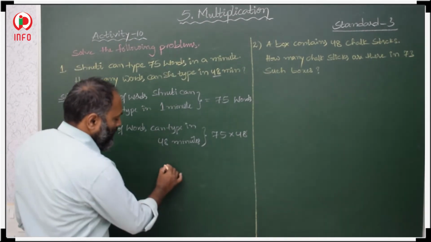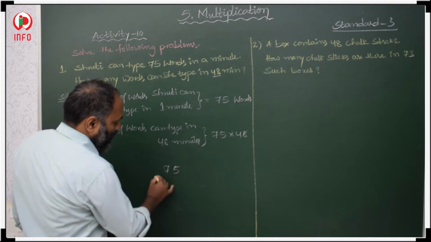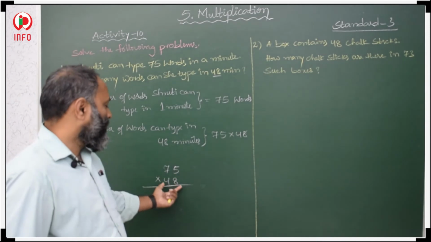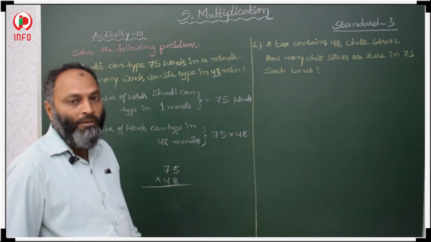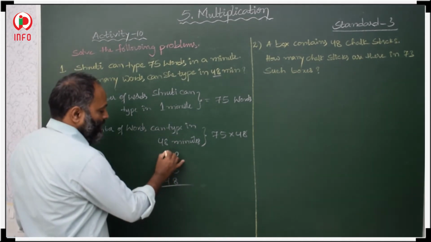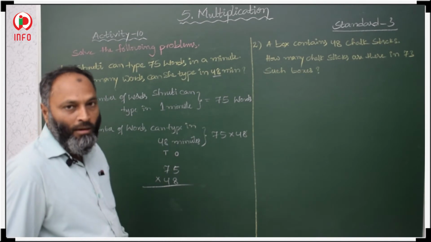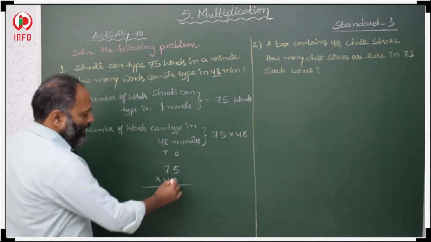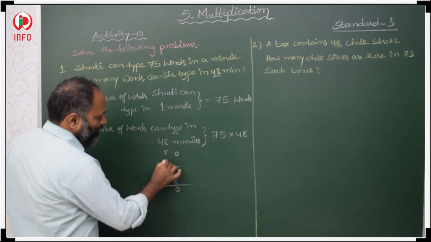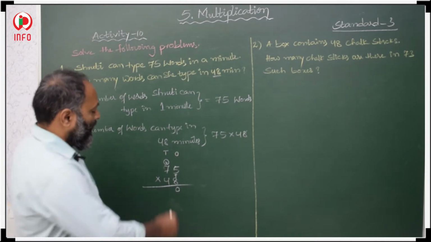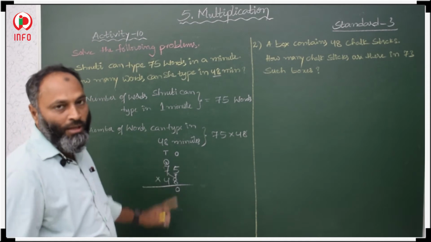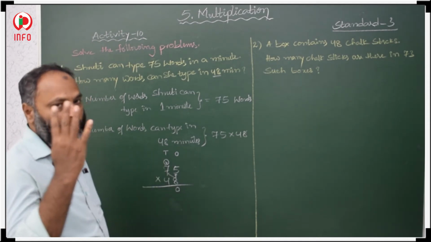Now you multiply 75 with 48. So this is our 2-digit number. This is also a 2-digit number. So we have to multiply a 2-digit number with a 2-digit number. This is in ones place, this is in tens place. Now we start multiplication with 8. 8 fives are 40, means 0 and 4 here. Again 8 sevens are 56, 56 plus 4, 60.